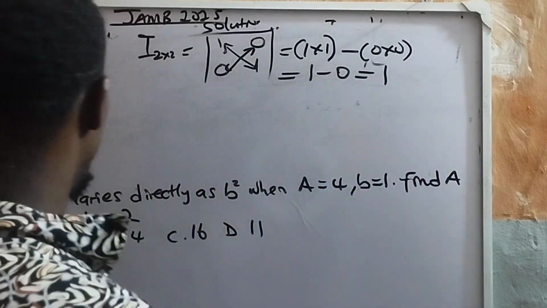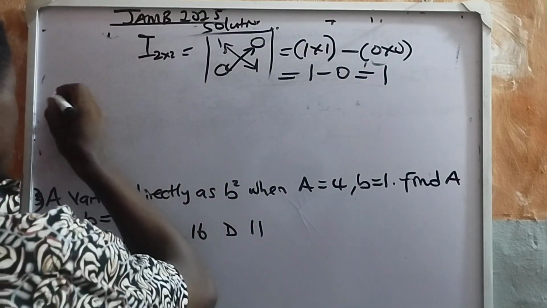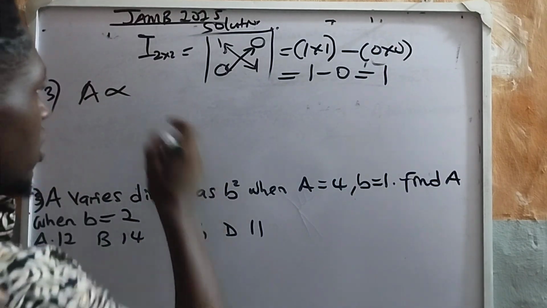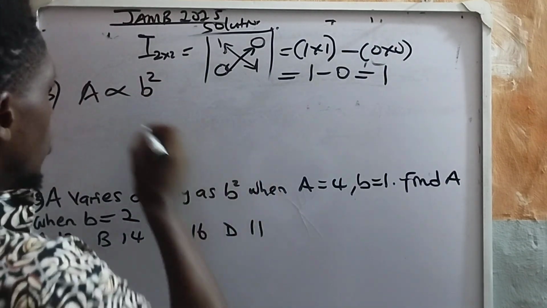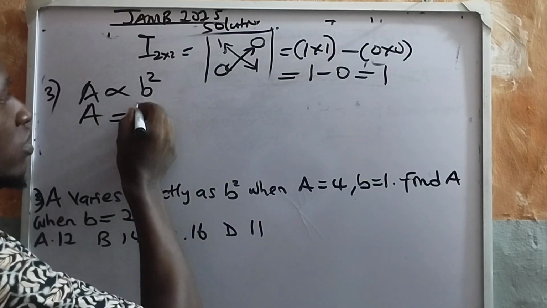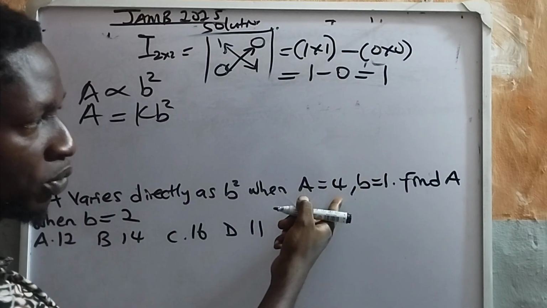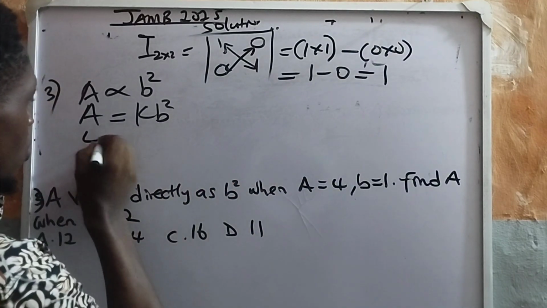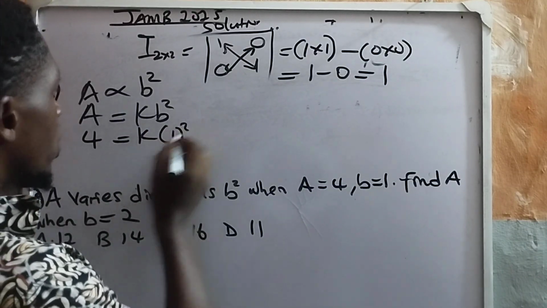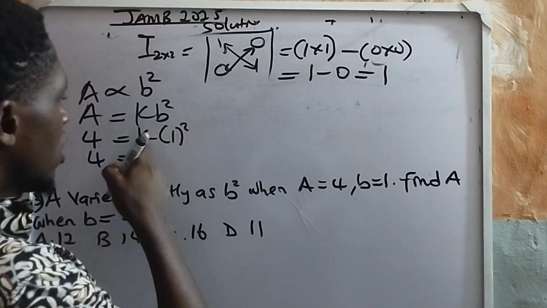Then we have the next one, number 3, on variation. A varies directly as b squared. So let us introduce a constant. We'll remove this symbol and put k b squared, k as the constant. So let's try to input the values. When a is 4, b is 1, so 4 is equal to k times 1 squared. 1 squared is 1, and 1 times k is k.